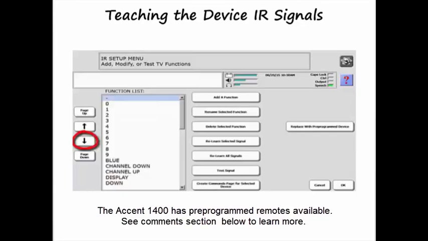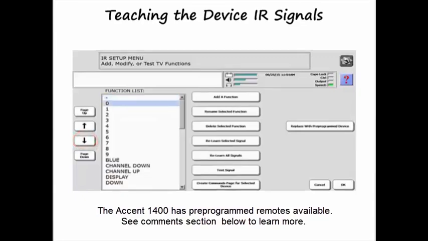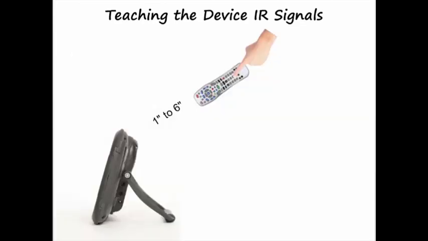Arrow down to 0 on the function list. 0 is the first signal we will teach the device. To do this, get your remote control ready by having your finger on the 0 button and holding it 1 to 6 inches away from your device's IR area. The IR area is typically at the top of the back of the device in the middle.